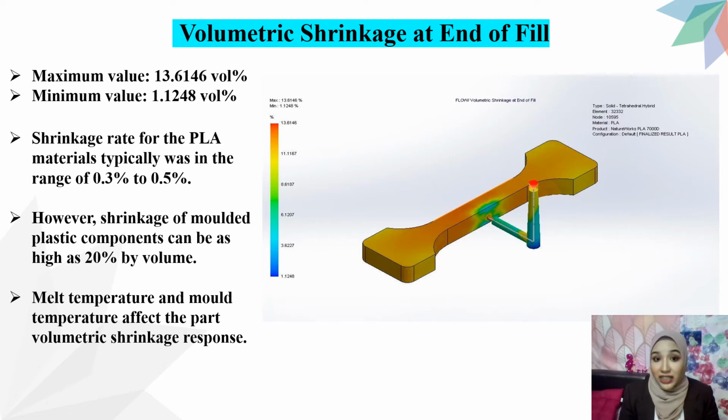In addition, high volumetric shrinkage readings can cause a seam mark or void inside the part model, along with an uneven volumetric shrinkage which may contribute to warpage. The melt temperature and mold temperature are two process variables that considerably affect the part volumetric shrinkage response.